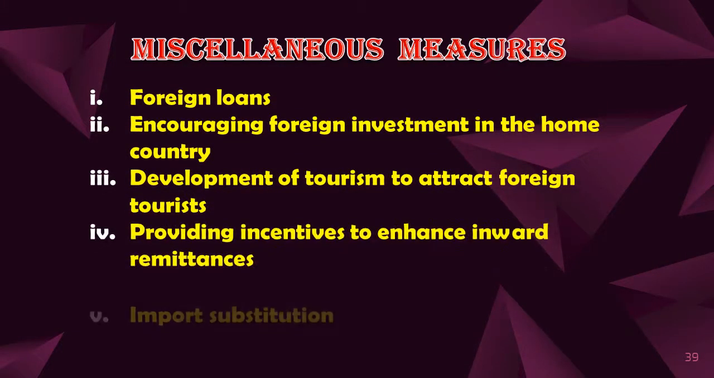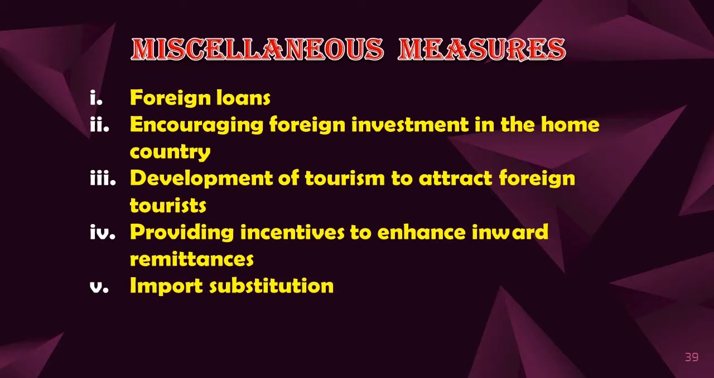In addition to the measures mentioned, that is export promotion and import control, there are a number of other measures that can make the balance of payment position more favorable. The various measures are foreign loans, encouraging foreign investment in the home country, development of tourism to attract foreign tourists, providing incentives to enhance inward remittance, that is, money coming in, and last, import substitution.